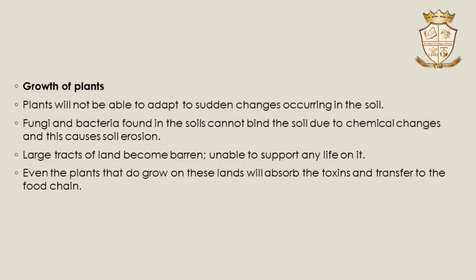Growth of plants. Plants will not be able to adapt to sudden changes occurring in the soil. Fungi and bacteria found in the soil cannot bind the soil due to the chemical changes, and this causes soil erosion. Large tracts of land become barren, unable to support any life on it. Even the plants that do grow on these lands will absorb the toxins and transfer them to the food chain.